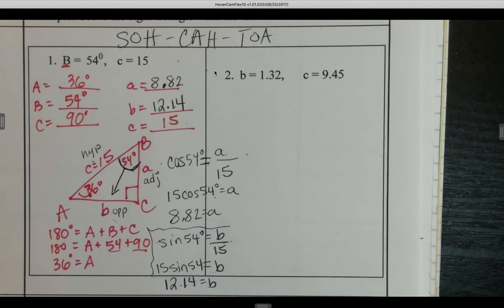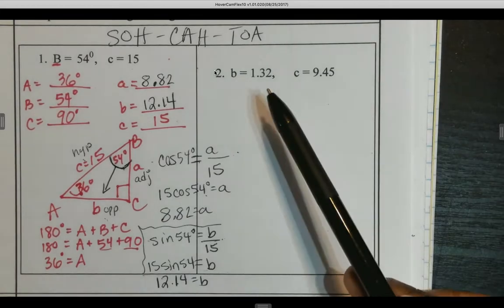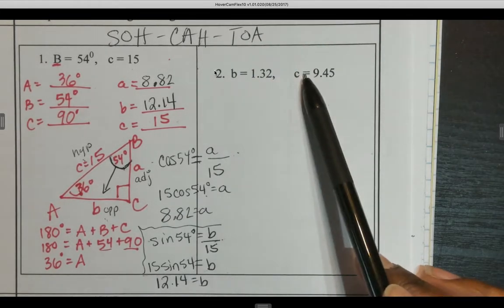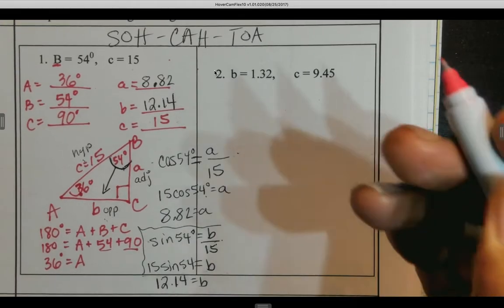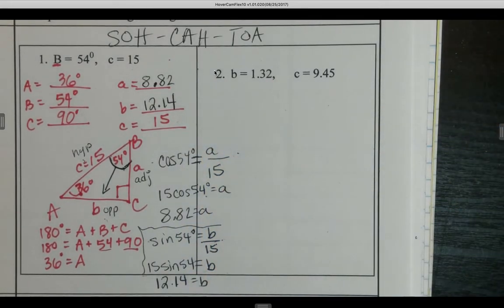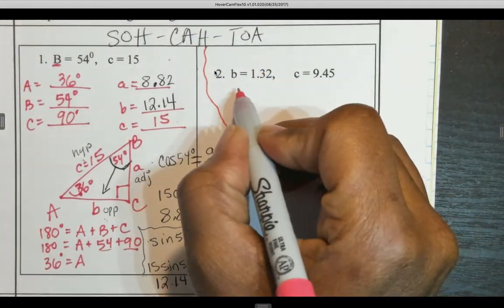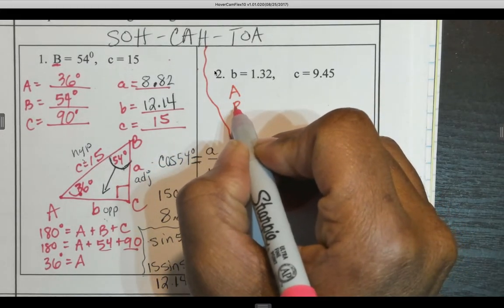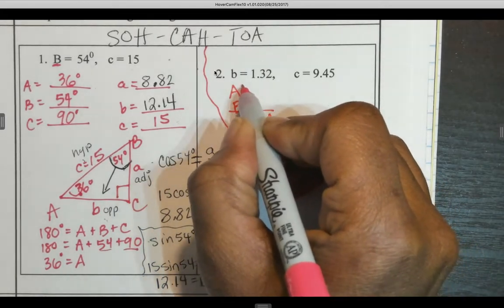All right, so let's try another example, but the difference is this example, I'm only given two lengths. So I'm going to draw my triangle. I'll just put a little spacer. All right, so I'm going to look for angle A, B, C. We already know C is going to be 90 degrees. That one's already a given.